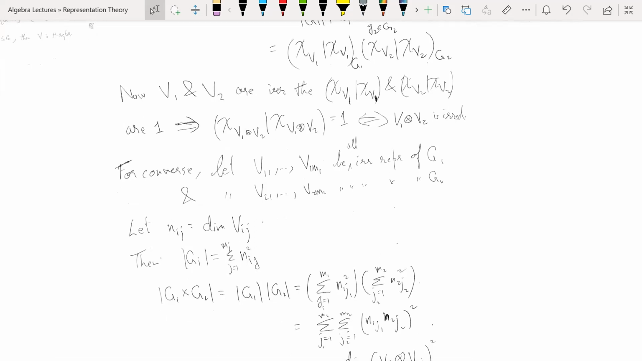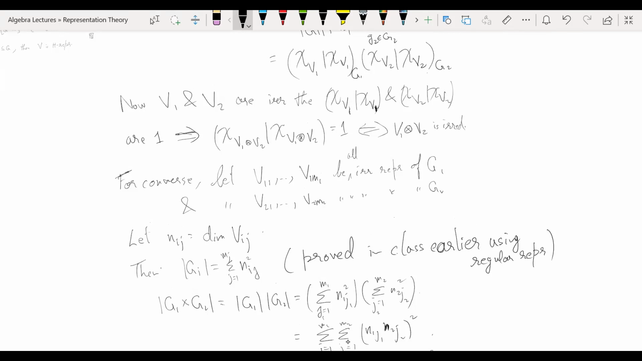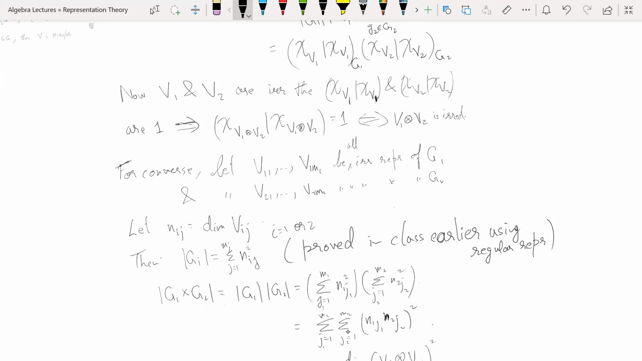Then by the result proved in class earlier using the regular representation, I just mention this so it's easier for you to recall. We decomposed the regular representation, and from there we got this formula: the size of G_i is the same as the summation over j equals 1 to m_i of n_ij squared. Here i is 1 or 2; for both you can have this.